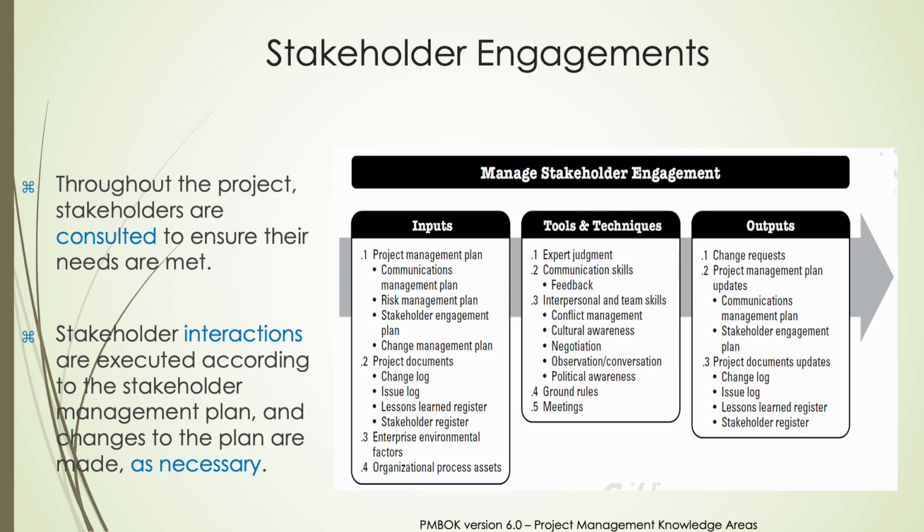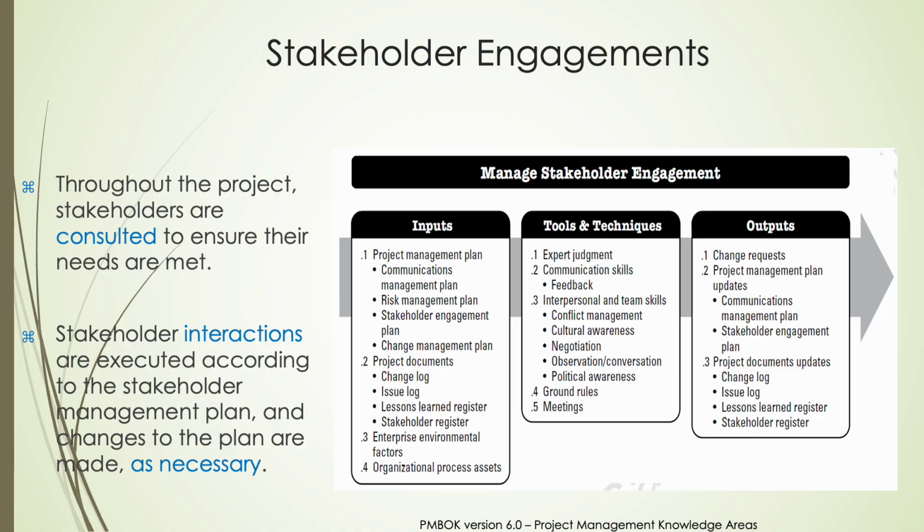Managing stakeholder engagement requires a structured approach involving specific inputs, tools, techniques, and outputs. Key inputs include the project management plan, particularly the communications, risk, stakeholder engagement, and change management plans, and project documents such as the change log, issue log, lessons learned register, and stakeholder register. In addition, enterprise environmental factors and organizational process assets provide context and resources needed for effective engagement.